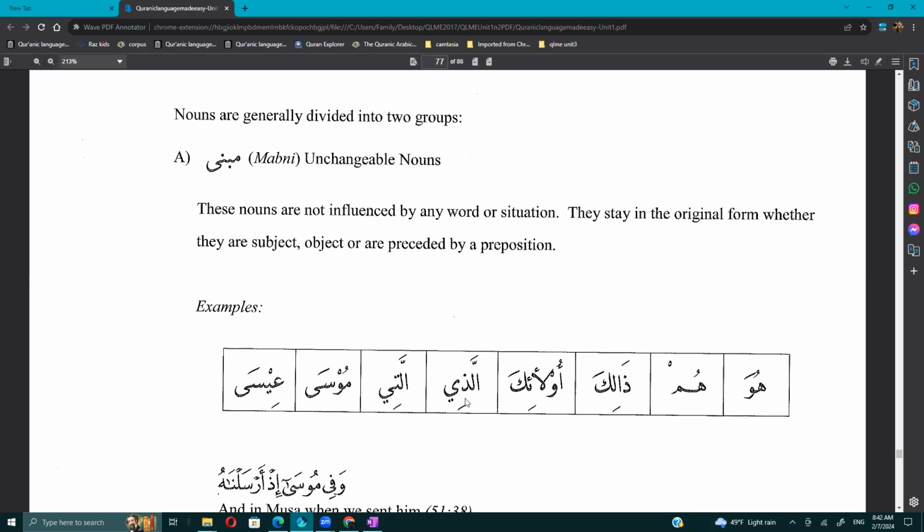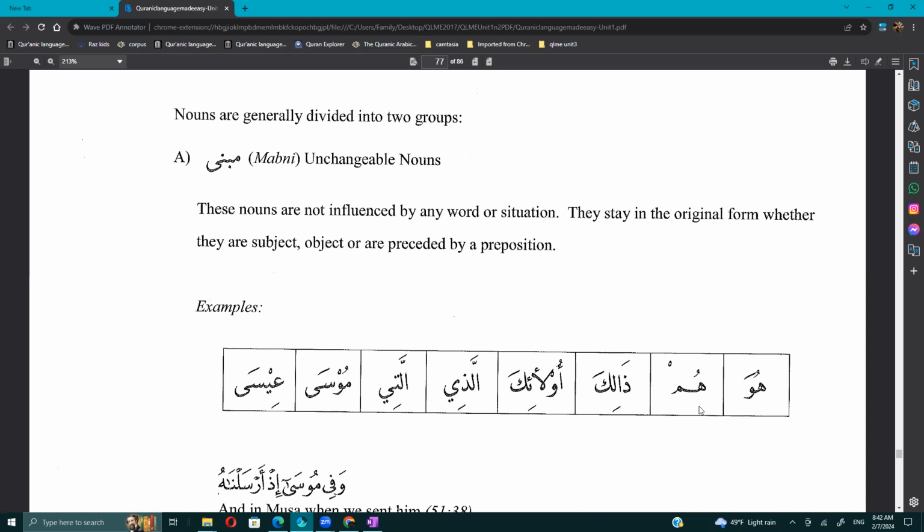What are these Alladhi and Allati? What are they called in Arabic grammar? The relative pronouns, ism mawsul, right? So they will also never change. You have never seen alladhu or alladha, right? It's always going to be alladhi or allati, or alladhani or whatever. Why? Because they come under the mabni category, which means these nouns are not influenced by any word or any situation. They will remain the same. And ulaika, right? All the ism mawsul, or relative pronouns, are also mabni.